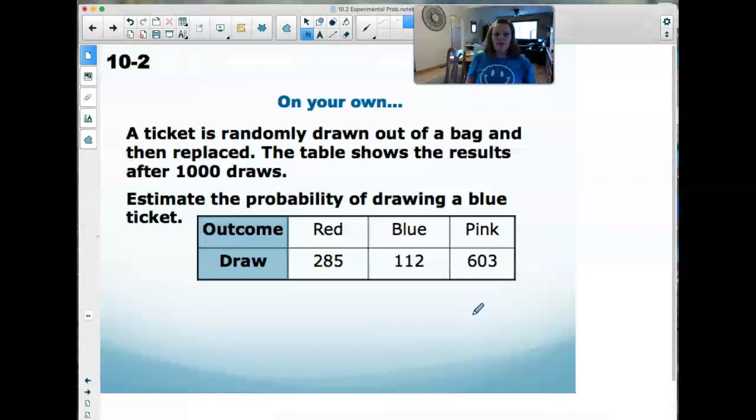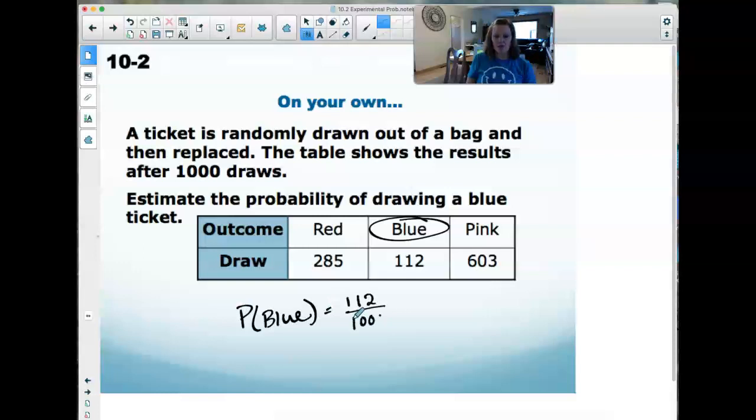Continuing on, this time we have a bunch of tickets in a bag and we have red, blue, and pink tickets. We could estimate the probability of drawing a red, blue, or pink ticket. In this case, we want to know the probability of a blue ticket. So a blue ticket, the probability of blue would be 112 out of 1,000. Okay, now you can simplify that. You can divide both of those by 4, I believe.